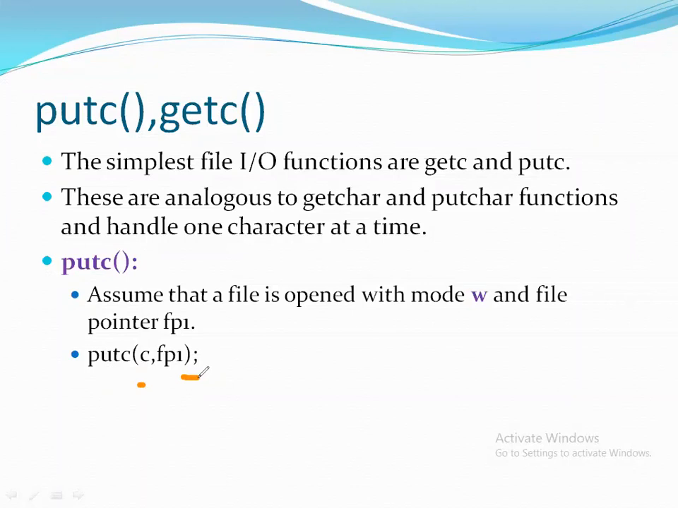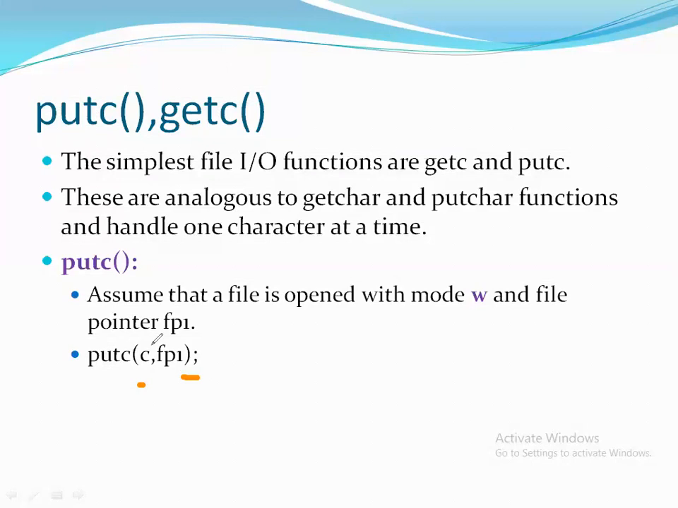The file pointer, we already know the syntax of the file pointer: file pointer equal to fopen. In the previous slide, we observed fopen equal to a particular file, comma, mode. So if you want to perform putc, the file must be opened in write mode. You have to give a proper name.